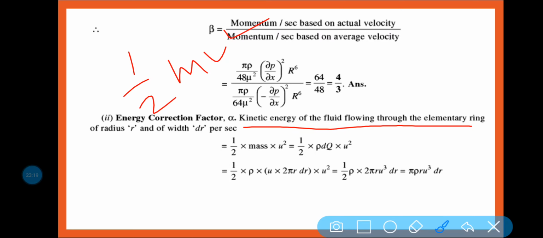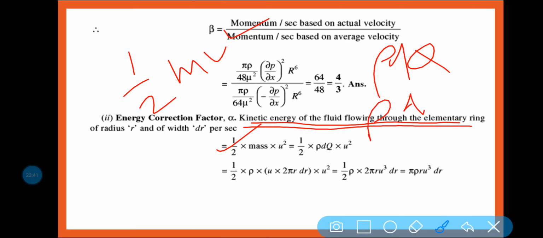Okay, so here is half kinetic energy of the fluid flowing through the elementary ring of radius r and width dr. So you know that mass is equal to what here? Mass is equal to rho into q. So here you have to take dq, rho into dq. So that is why half into rho into dq into u square is the kinetic energy per second. Okay, kinetic energy per second.